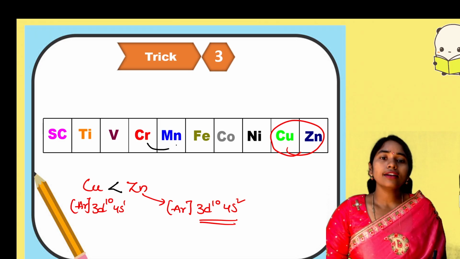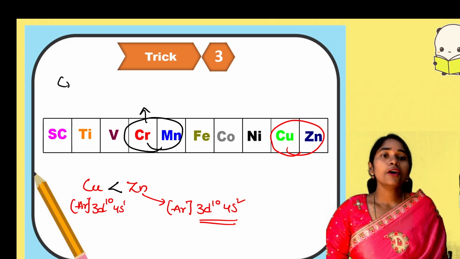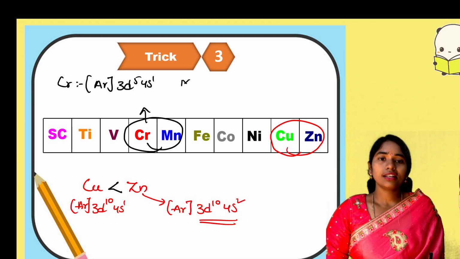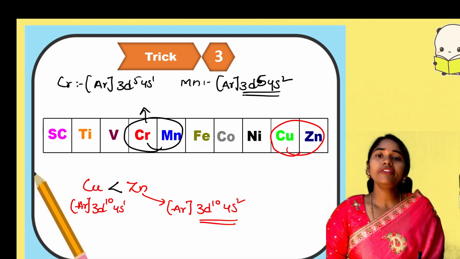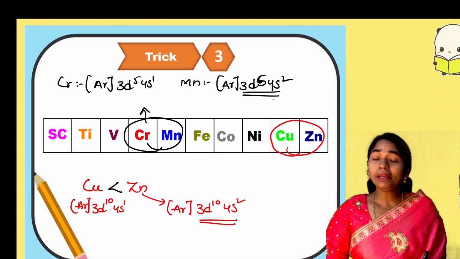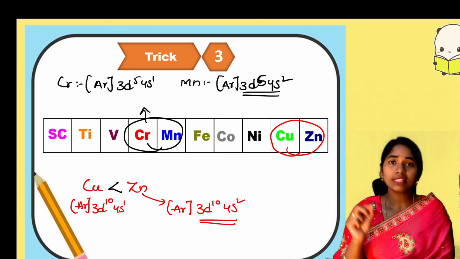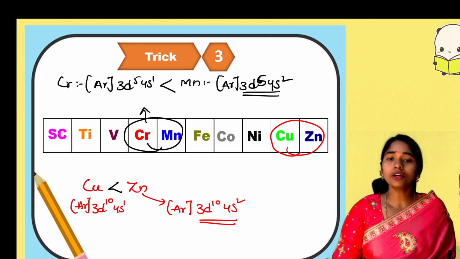And then if they ask you chromium and manganese, which is having more ionization energy? Chromium configuration is argon 3d5 4s1 and manganese is argon 3d5 4s2. So here, completely filled configuration, that's why it is more stable. It is difficult to remove those electrons. That's why manganese ionization energy is more than chromium.